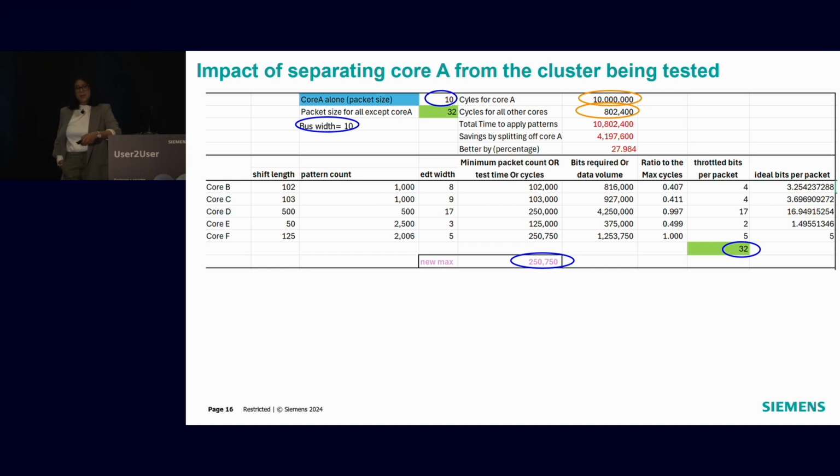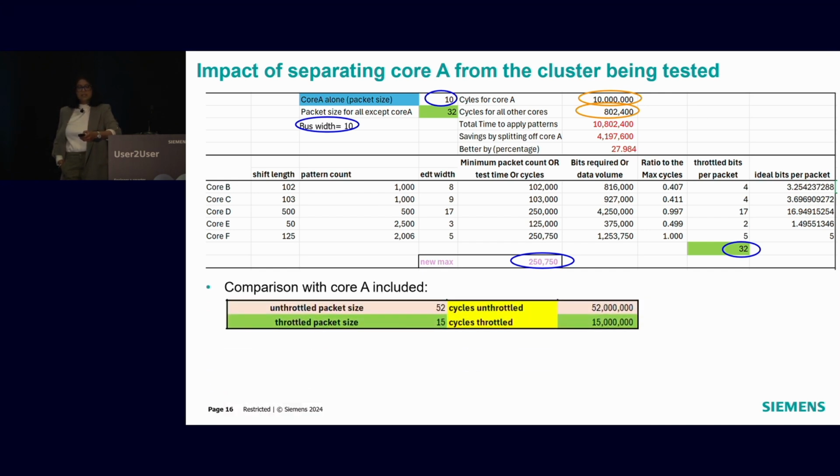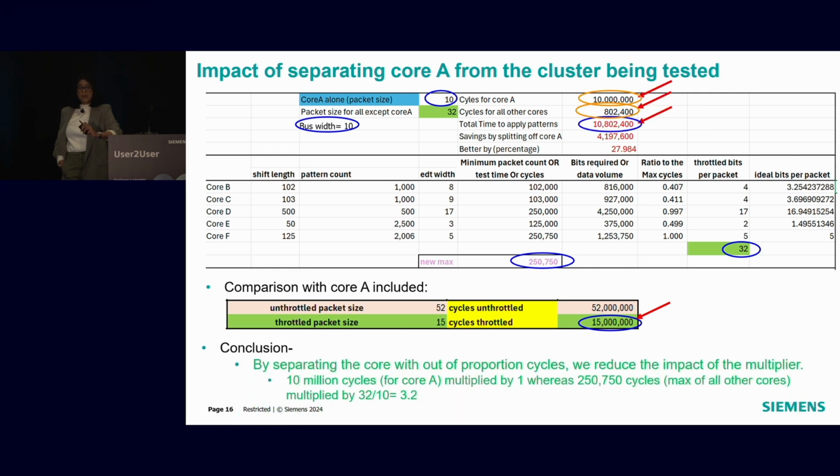If you add them up, the total cycles becomes around 11 million, 10 million 802K cycles, whereas when core A was included, the cycles were 15 million because the multiplier is 1.5. So look at the percentage saving that I got by only splitting core A. I just released SSN from the shackles of bad core grouping, right? If you release SSN and pave the ground for it to run, it gives you the best results, right?